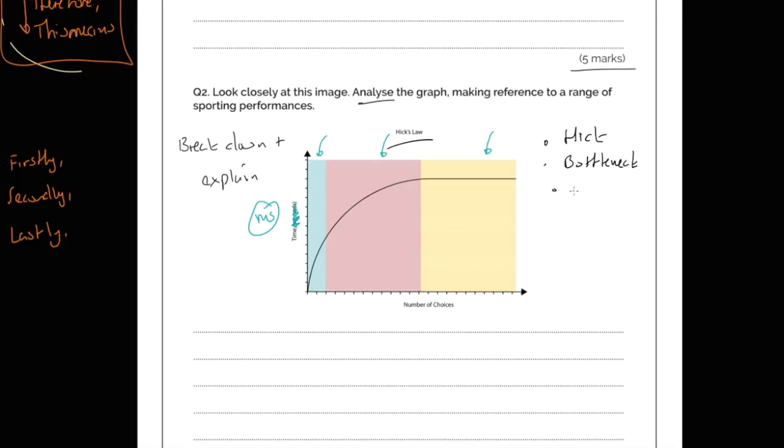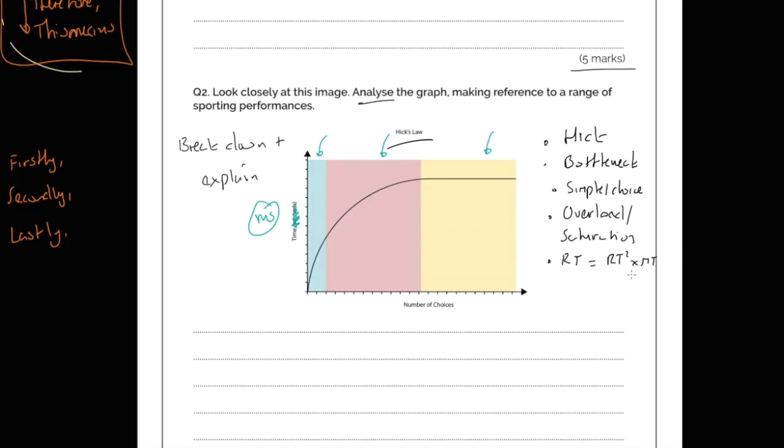You're going to mention simple and choice reaction. You're going to mention overload, or what we might call saturation. You're going to mention RT equals, well, let's call it RT2 times movement time.